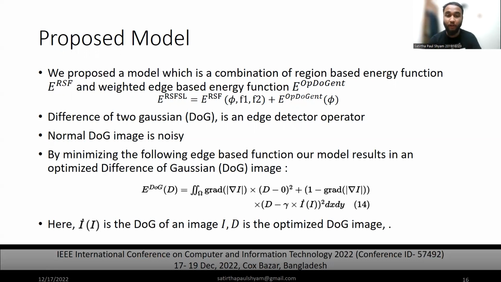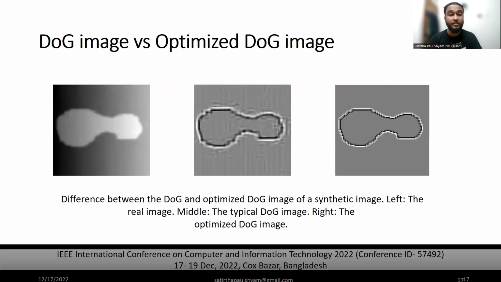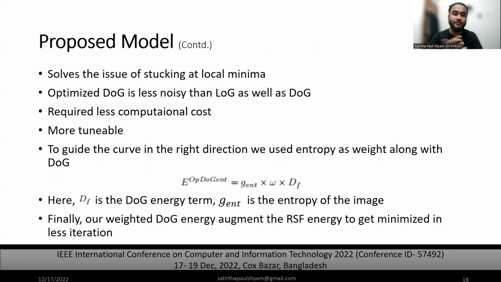Basically, DoG is an edge detector operator like LoG, but DoG is less noisy than LoG, but still it is noisy. So we optimize it via gradient-based optimization in our energy function. And here you can see the difference between the normal DoG and the optimized DoG. The normal DoG is much more noisy. The optimized DoG is much less noisy than the normal DoG.